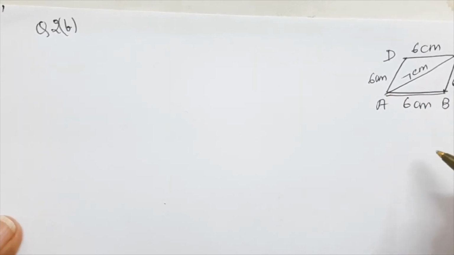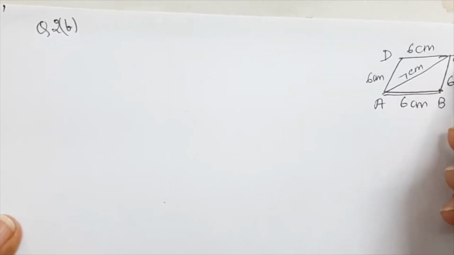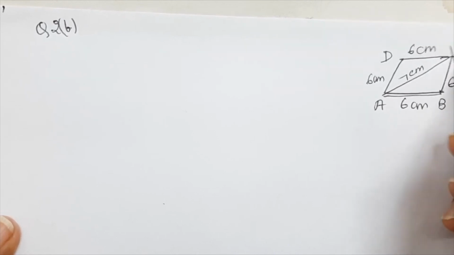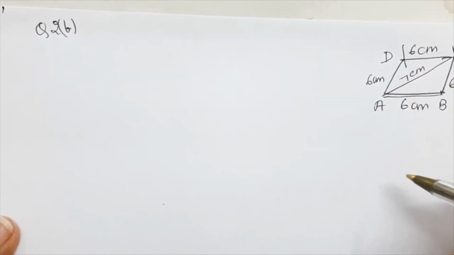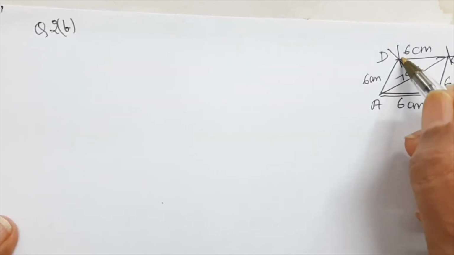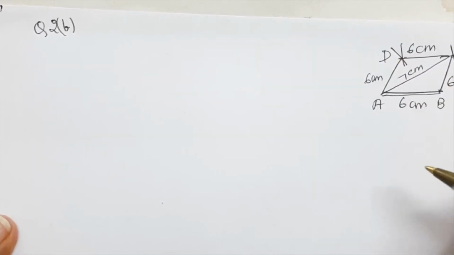We will draw AB first, then we'll take the radius 6 centimeters, draw the arc, 7 centimeters, draw the arc. So you'll get your point C. From here, we'll take 6 centimeters. From A, we will take 6 centimeters. Where they intersect, that will be our point D, and then we join this. Okay, so let us see how we can do this.